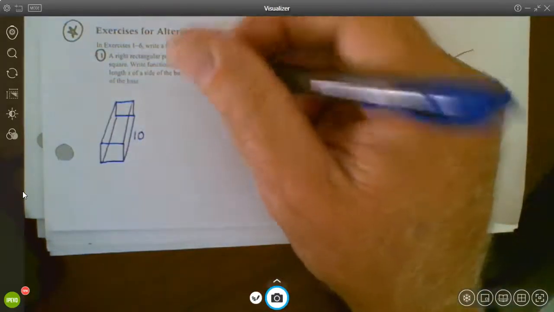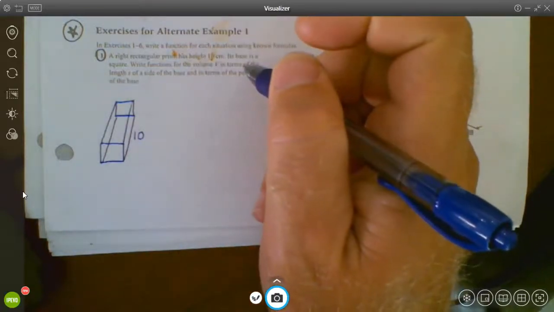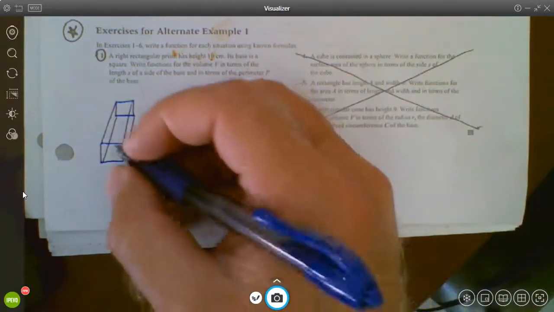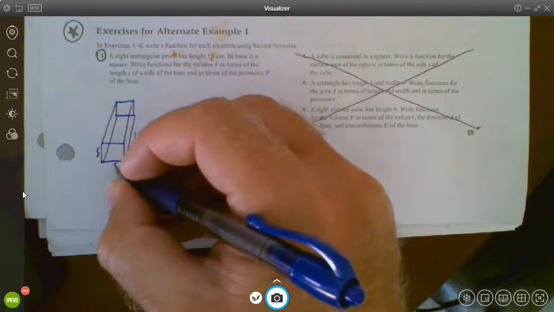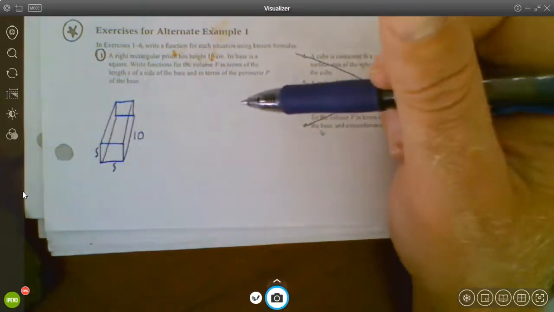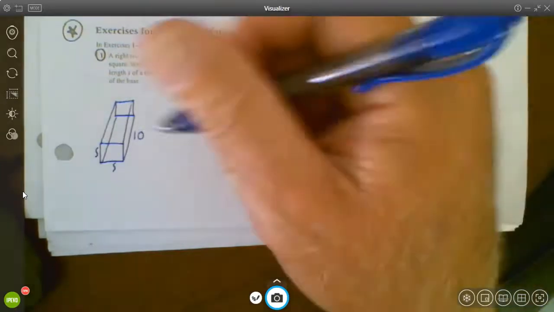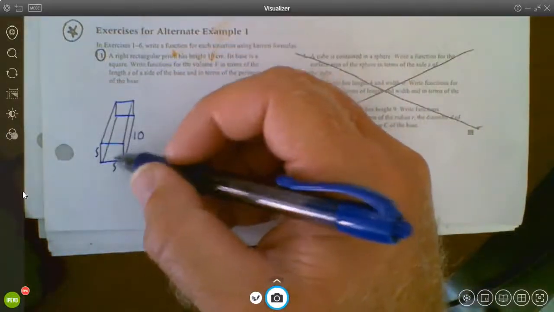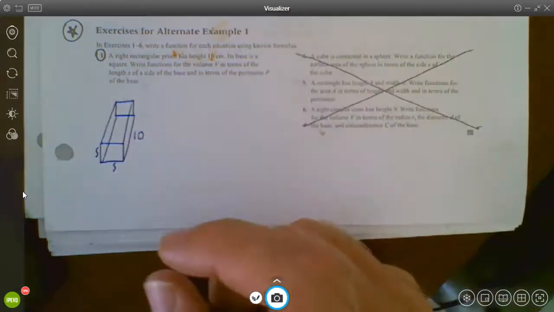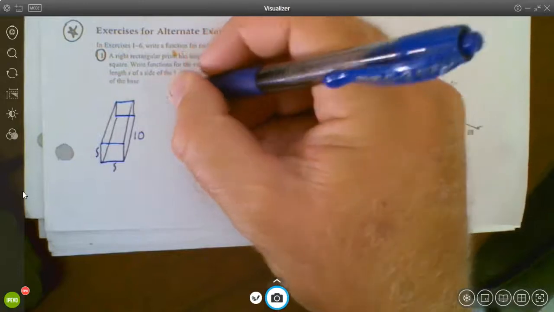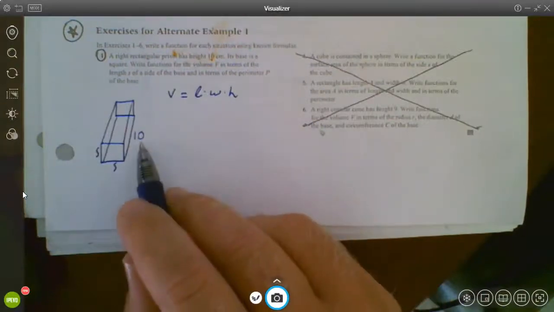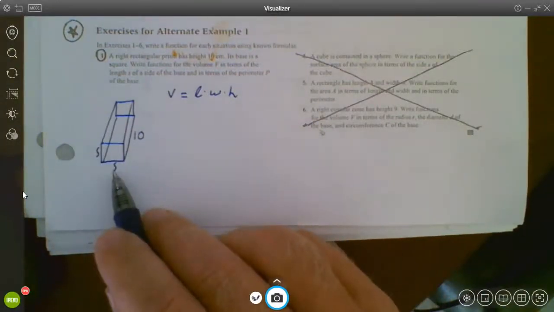So for this, they're talking about the side lengths of the base. They want us to just use S to represent those. And it's a square, so it would be S by S for its dimensions. So the volume, really the same volume as the one we just did, but it's not going to be in terms of pi. So for this, it's simply volume is the area of the base times the height. Or you could say length times width times height. You've probably heard that one before, I'm sure. So I'm going to say length, width, and height. The height we already know is 10. The length and the width are both S.